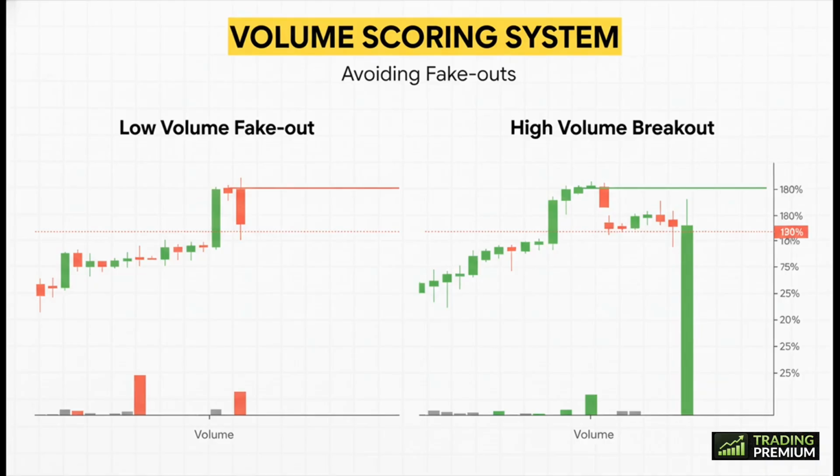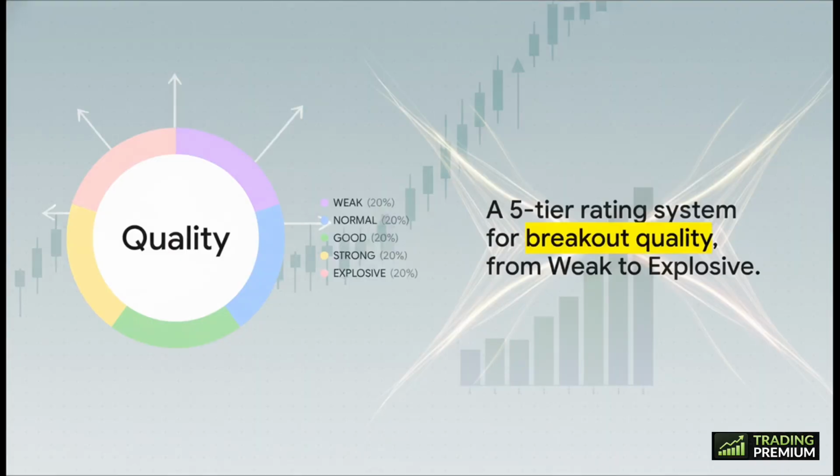Now this is a real game changer. We all know that a breakout without volume is usually a fake out, right? Well, this indicator has a built-in scoring system that actually measures the strength behind every single move. It uses this simple 5-tier rating system. It looks at the volume coming in and scores the breakout from weak all the way up to explosive. This is huge because it lets you instantly filter out those weak, unconvincing moves and focus only on the setups that have some real money and conviction behind them.